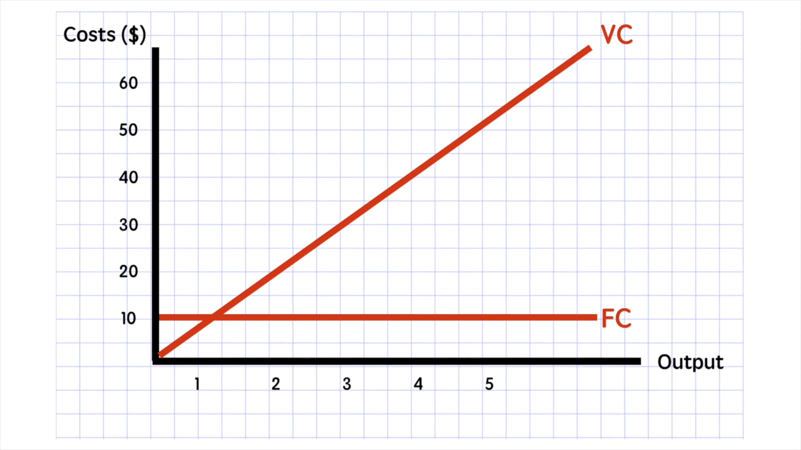The total cost line begins at $10 for output 0 due to the initial fixed cost payment. From that point forward, it is parallel to the variable cost curve as it represents the sum of variable and fixed cost.